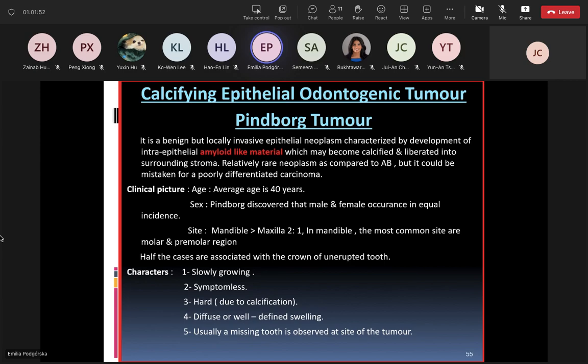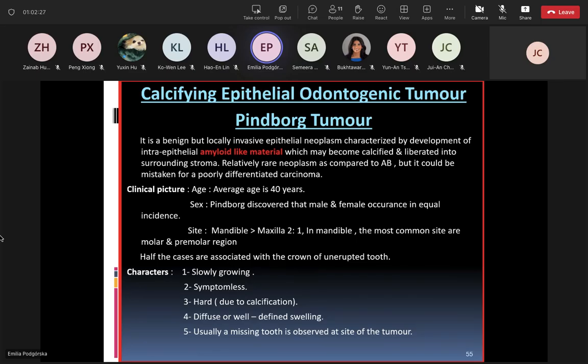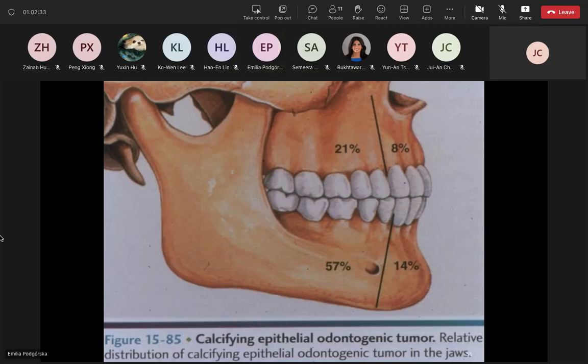Clinical picture: the average age is 40 years. Greenberg discovered that males and females are affected in equal incidence. The mandible is involved more often than the maxilla, 2 to 1. In the mandible, the most common sites are the molar and premolar region. All the cases are associated with the crown of an unerupted tooth. The tumor is slowly growing, symptomless, and hard due to calcifications. It presents as a diffuse or well-defined swelling, and usually a missing tooth is observed at the site of the tumor.